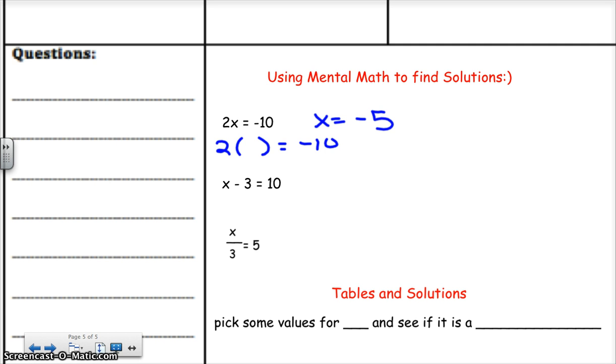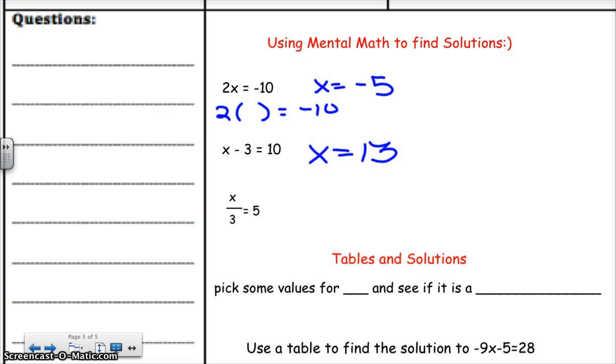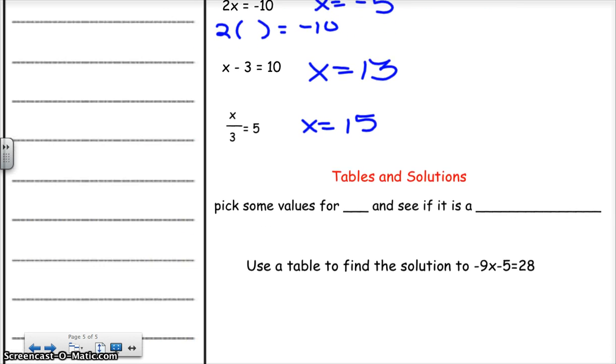What minus 3 equals 10? Negative 13. Or positive 13, yep. 13 minus 3 equals 10. What divided by 3 equals 5? 15. Okay, we just did that mentally. We didn't apply algebra because algebra is actual inverse operations.